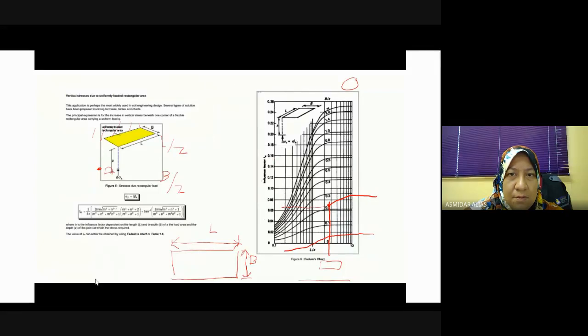What is the rule for rectangular section? The rule is your point that you want to find for vertical stress must be located at any edge of your rectangular section. So this is the 3 dimension they draw for rectangular section here.